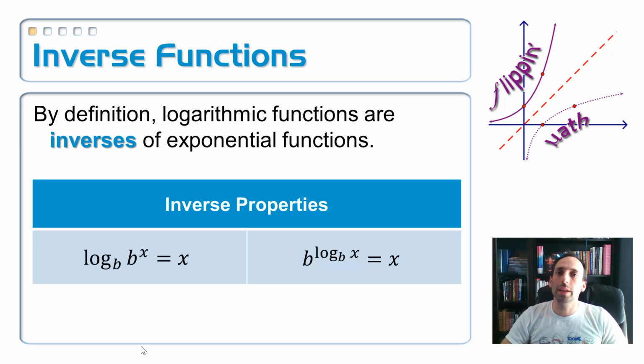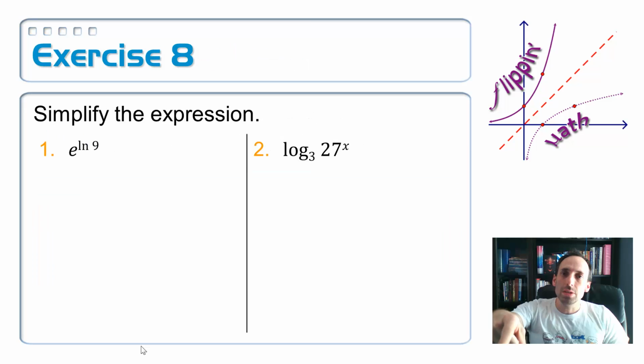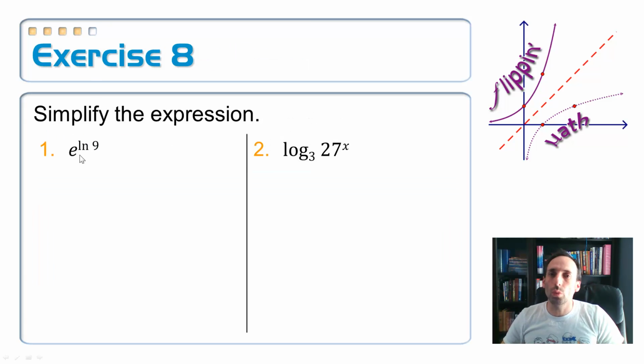And let's apply that to these problems. So in exercise 8, what is e raised to the natural log of 9? Remember, natural log has a base of e, right? So these things are inverses of each other and they cancel each other out, and I just get 9 back.